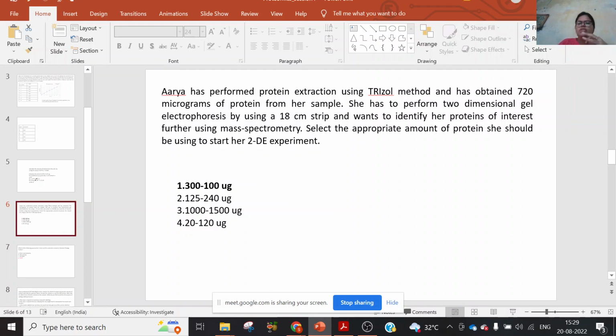So 100 to 300 micrograms is a general amount of protein used for a 2DE experiment. This will give you a better result compared to a higher or lower amount of protein.